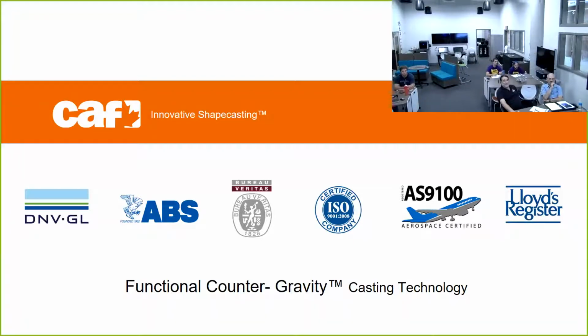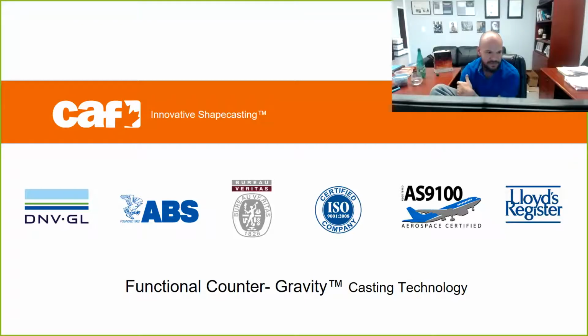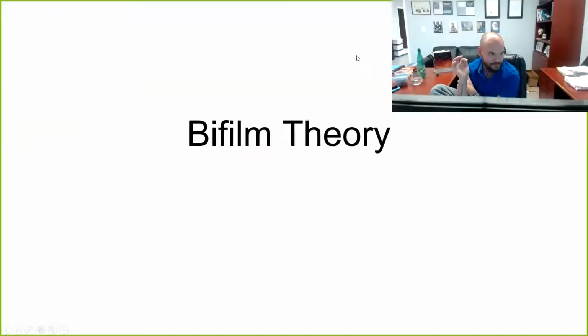Okay, perfect. All right. So today we're going to go over bifilm theory. What bifilm theory is, as many of you probably heard from John Campbell, is the notion that an oxide film gets entrained into the bulk of the melt and serves as the fundamental root cause of most casting defects.